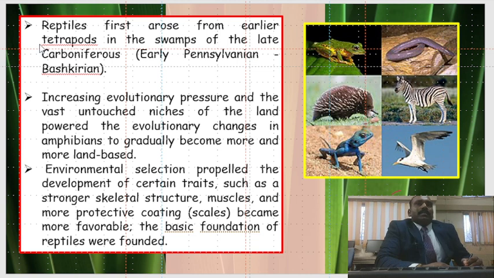The first reptile arose from the earlier tetrapods in the swamps of the late Carboniferous or the early Pennsylvanian Bashkirian periods, with increasing evolutionary pressure and vast untouched niches of the land, powered by evolutionary changes in the amphibians, which gradually became more and more land-based. Environmental selection propelled the emergence of certain traits such as stronger skeletal structure, muscles and a more protective coating, that is the scales, becoming more favorable, and on this basic foundation the reptiles were founded.